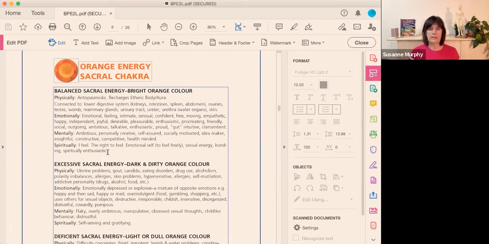So when we look at the orange, we know that it's connected to the water organs. It's also an antispasmodic, but that's more for color therapy healing. Orange is your emotional feeling intelligence. So when you're connected to your emotions, you're going to be feeling very strong on that emotional level, where if you repress your emotions, then your emotions can eat you up. And that is also your level of intimacy.